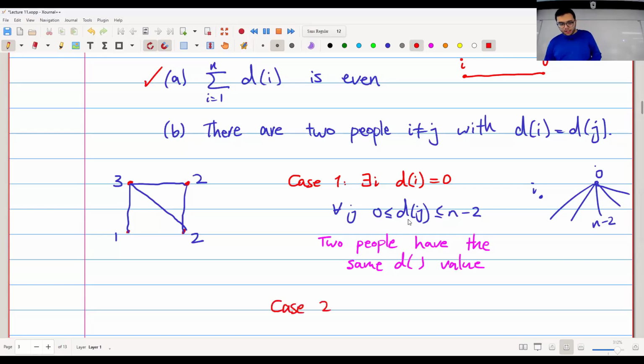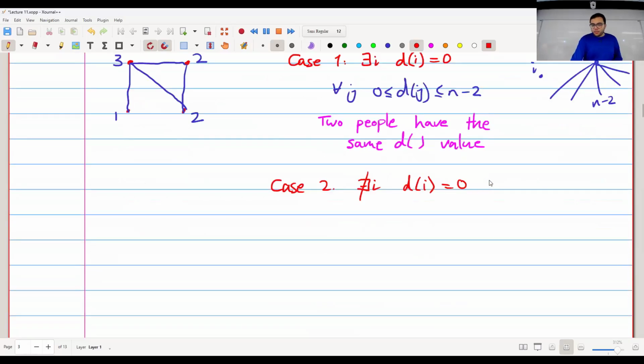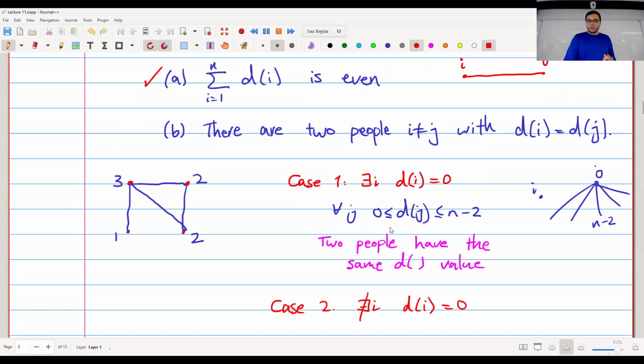But I can consider the other case, which is that there is no one, the negation of exists. There is no one such that DI is 0. But this is great. This means that I cannot have the value of 0 among my D values. So my D values are going to be between 1 and n-1, right? So I have n-1 different D values, but I have n people. So again, there are 2 people who have the same D. So in this case, we could use the pigeonhole principle, but we had to be a little bit careful. We had to do a small casework.